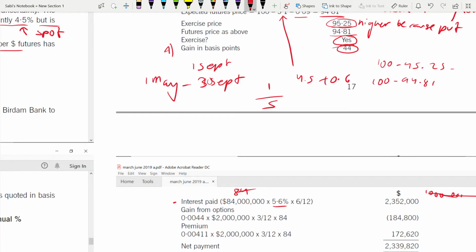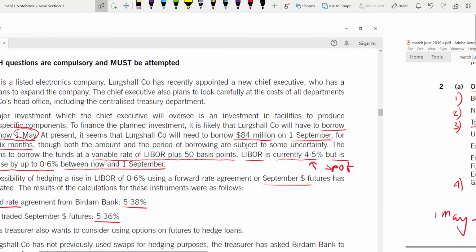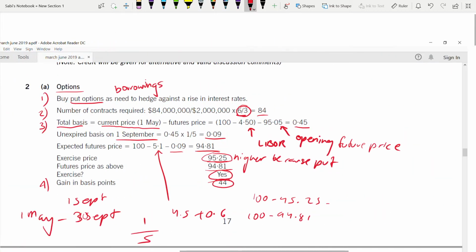Because what was the spot before? 4.5. It will increase to 0.6. It was 5.1. Now plus 50 basis points. LIBOR plus 50 basis points. LIBOR now is 5.1 after the increase, but you have to add 50 basis points. That's why it is 5.6%. You see this point here: LIBOR plus 50 basis points. So LIBOR after increasing is 5.1, so plus 50 is 5.6%.